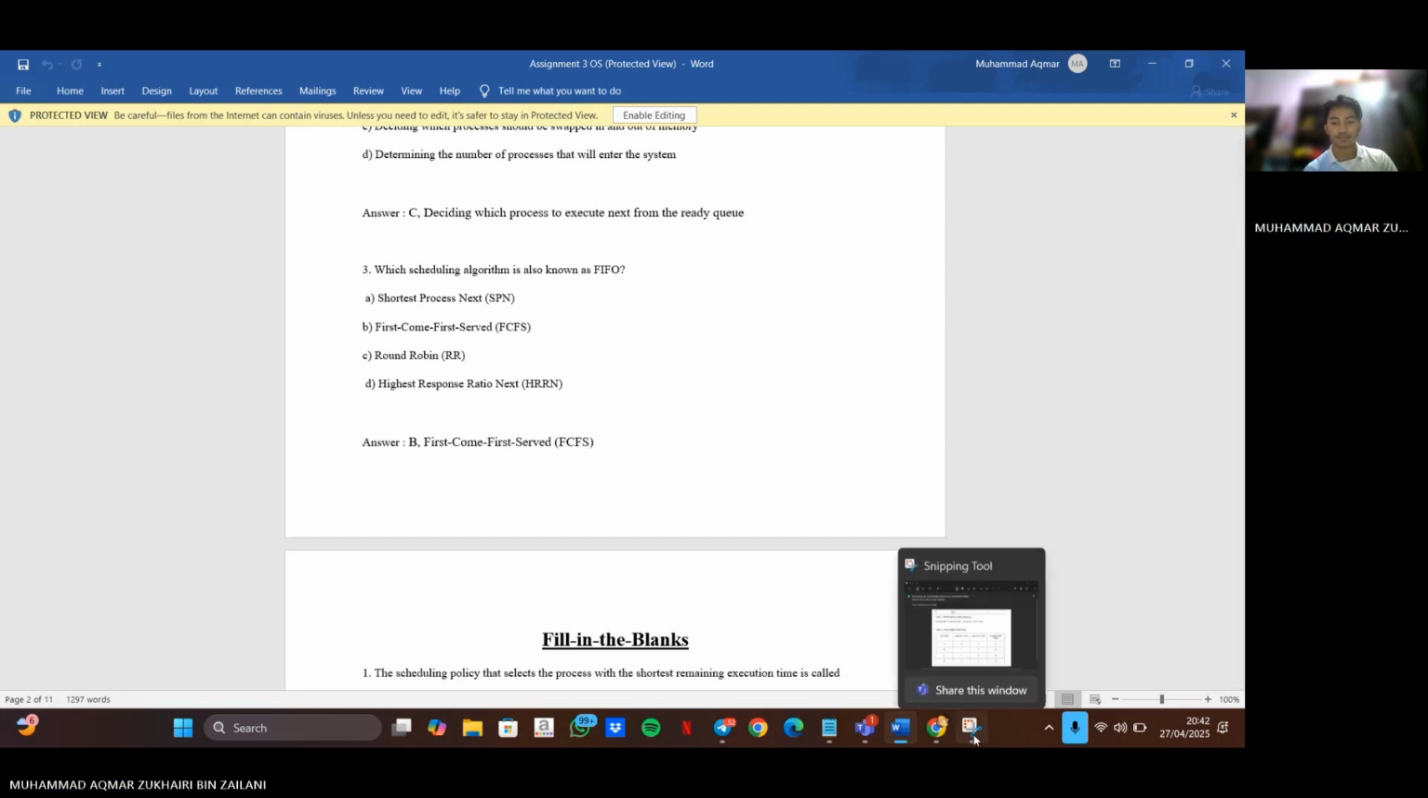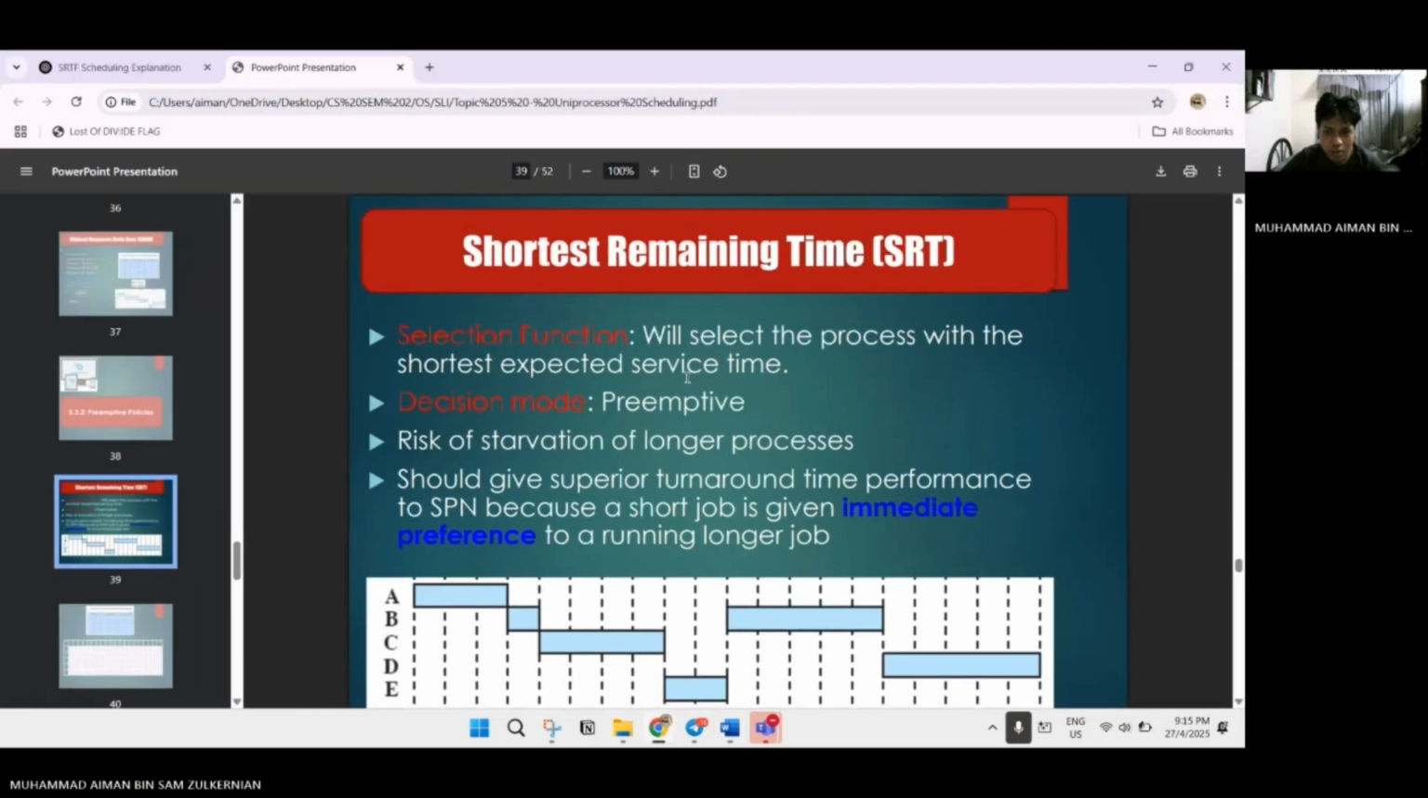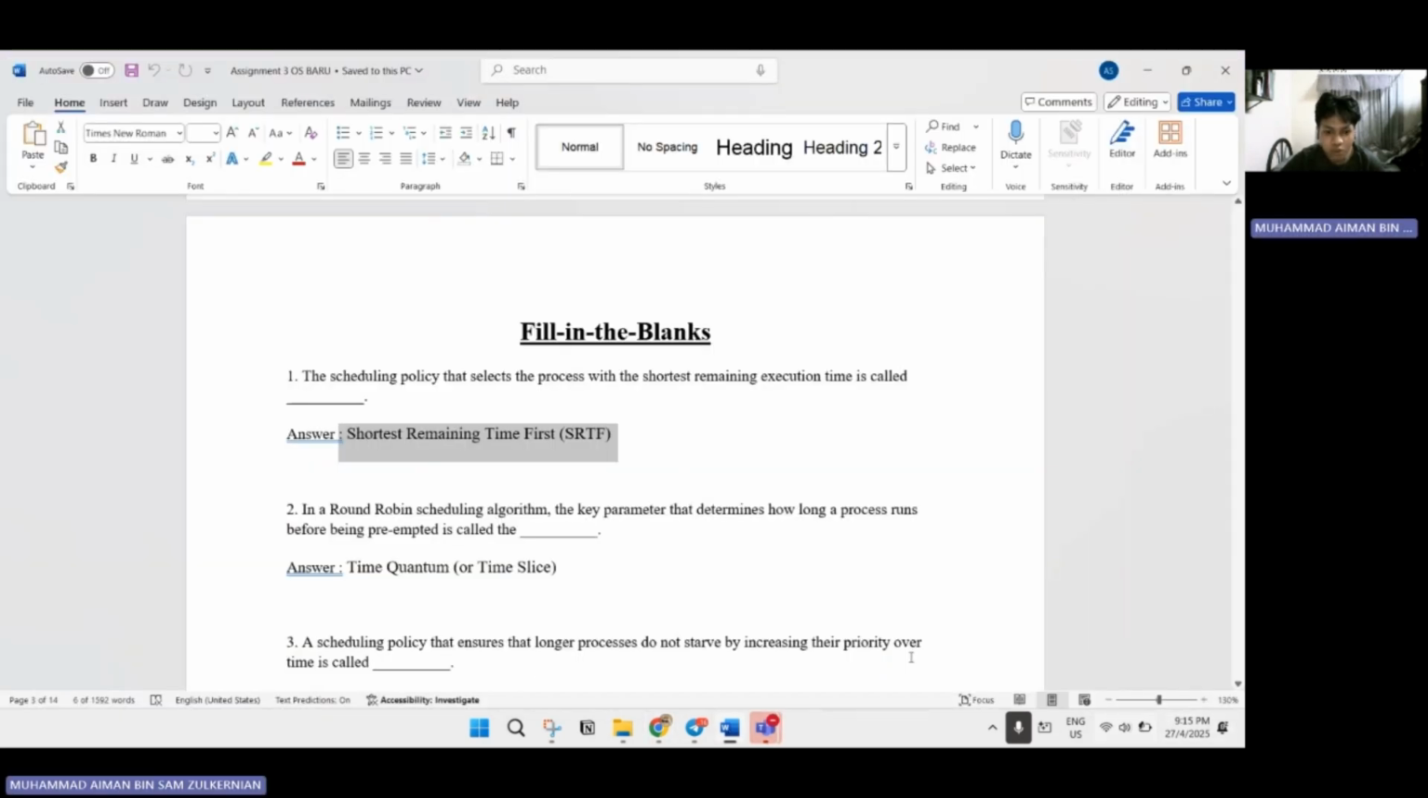Thank you. Okay, let me start the fill in the blanks questions. First, the scheduling policy that selects the process with the shortest remaining execution time is called. The answer is shortest remaining time first. As we can see, the selection function, we select the process with the shortest expected service time, and the decision mode is preemptive. Okay, let's go for question 2.